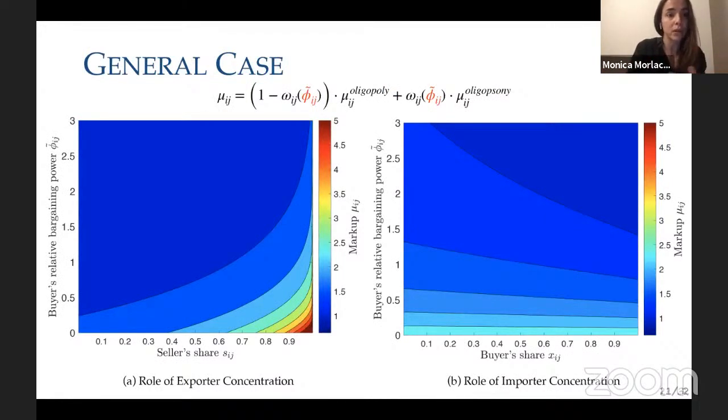So this is one way in which we can plot the markups as a function of the exporter concentration or the importer concentration. Obviously, for a given level of buyer's relative bargaining power, the markup is increasing in the seller market share and decreasing in the buyer market share. But where in the parameter space we are depends on the seller market share, the buyer market share, and the bilateral market power. So this picture tells us that we can get a very rich portrait of markups depending on the configuration of market share and relative bargaining power.